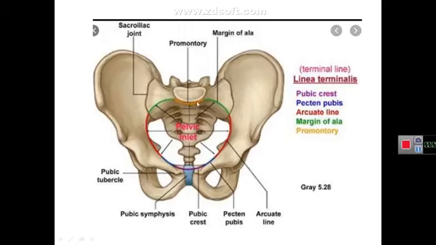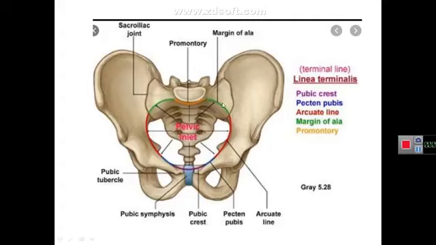This line, the pelvic inlet or pelvic brim, is formed posteriorly by the promontory of the sacrum. The promontory is the anterior border of the upper piece of the sacrum. The promontory forms the pelvic inlet posteriorly, while anteriorly it is formed by the pubic symphysis.